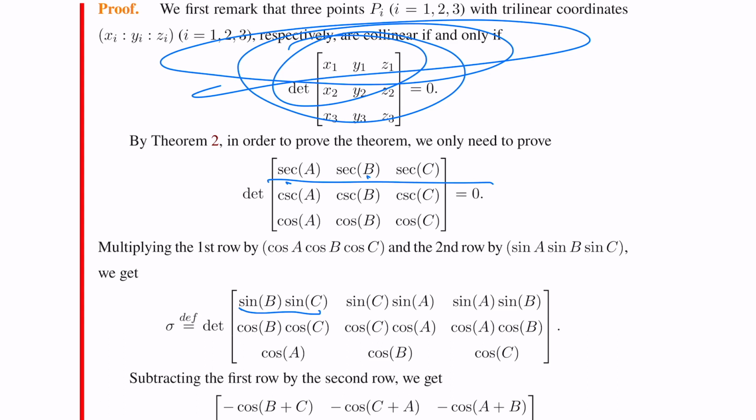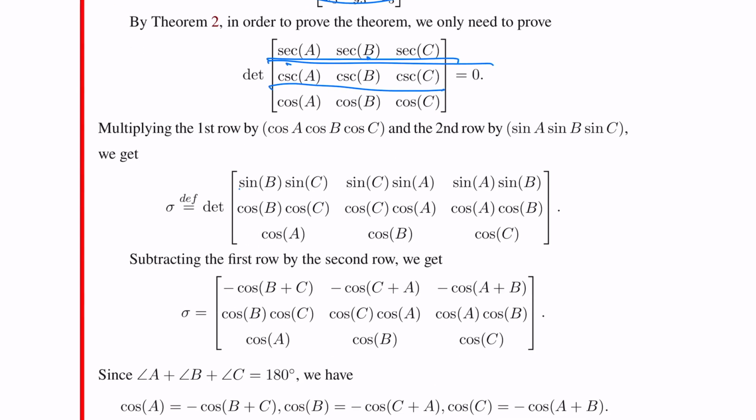Okay, I should switch that. So multiplying this, you will get cosine B cosine C, cosine C cosine A, cosine A cosine B. Multiply this one by sine A, sine B, sine C, and you would get that. Now, how do we prove that the determinant of this matrix is equal to 0? It looks like we made things even more complicated. Well, don't worry. There's a constraint on the three angles.